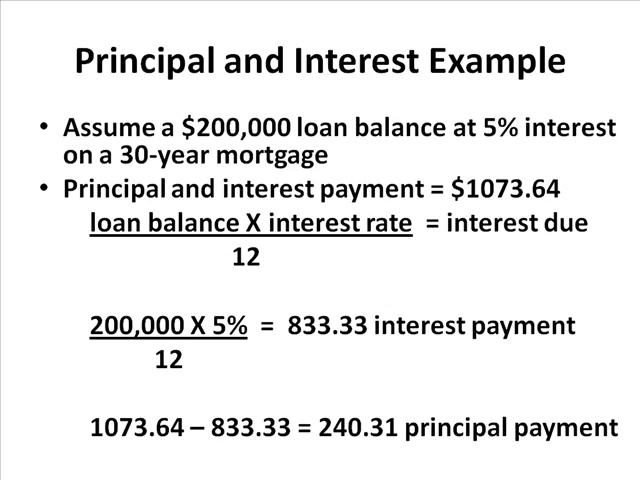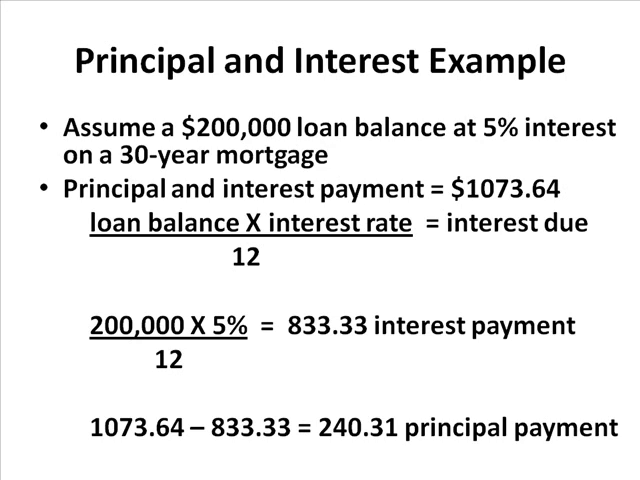Here's an example of how much principal and interest you pay each month. Let's assume you have a $200,000 loan balance at 5% interest and it's a 30-year fixed-rate mortgage. The principal and interest payment will be $1,073.64 each month.